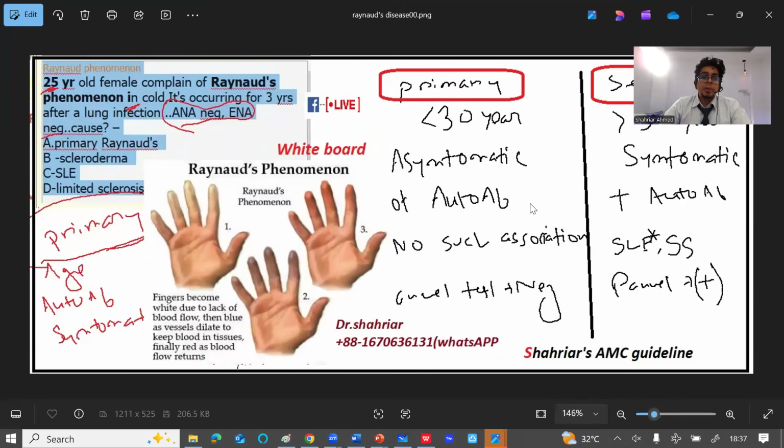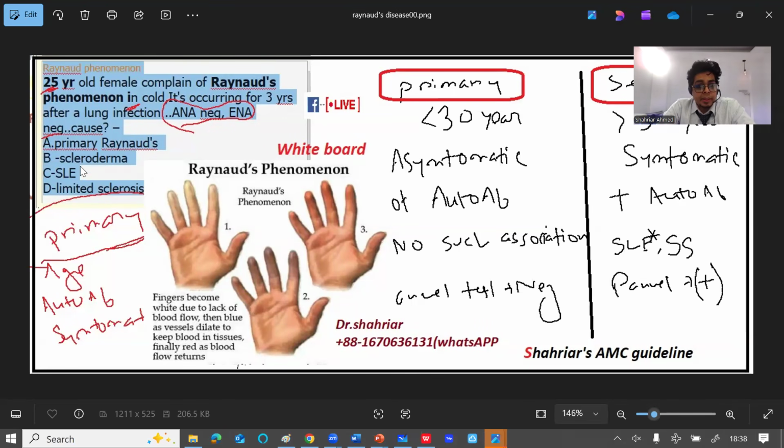I'd like to tell you and show you how it's tested in the exam, because otherwise it's a little difficult to understand. This is how the question is. A 25-year-old female with Raynaud's phenomenon, meaning color changes in the hands on exposure to cold. Now, you have a few findings, and this is happening for a certain time. Maybe the person is a long-time patient with lung infection. ANA negative, ENA negative. Now, what can be the cause? This is how it was given, and it looks very confusing.